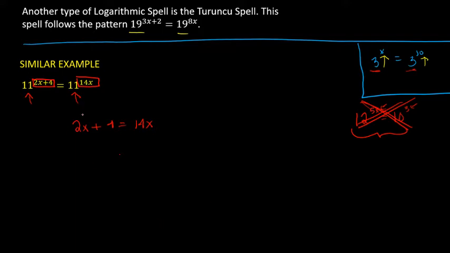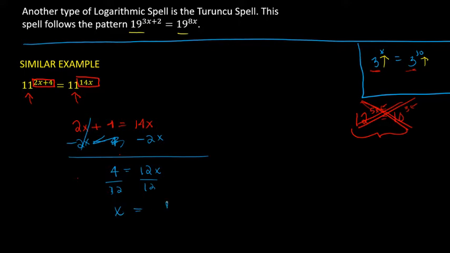So in this case, I've got 2x plus 4 equals 14x, and just like before, I can solve it in a pretty straightforward way. I'll subtract 2x from both sides of the equation. I end up with 4 is equal to 12x. I divide both sides of the equation by 12, and I get x is equal to 4/12 or 1/3, and that would be my answer in this case. So to recap, we're allowed to make this move only when we have the same base. That goes for both exponential form and logarithmic form.